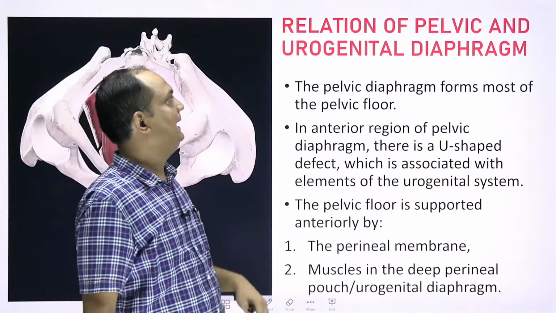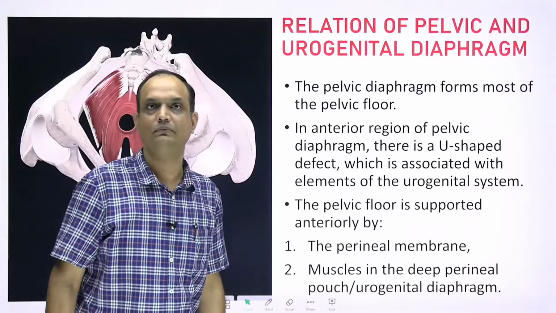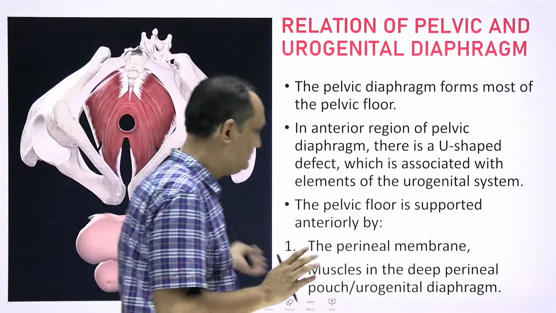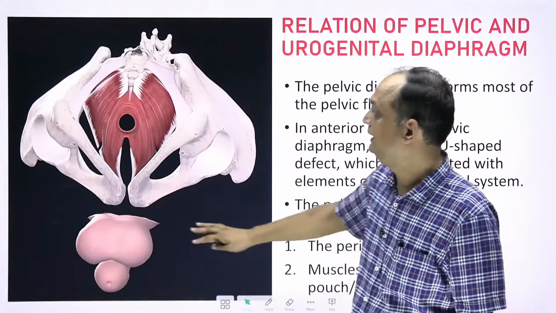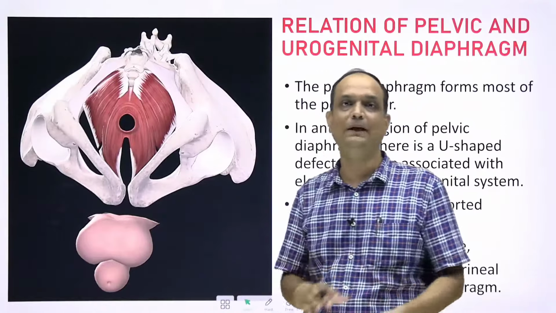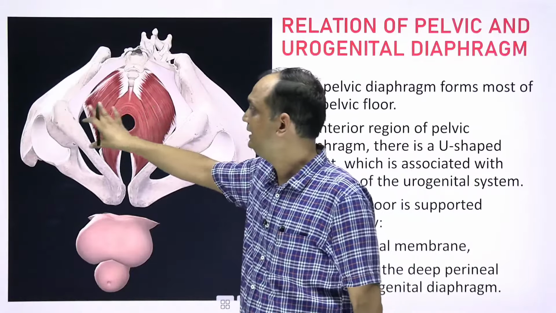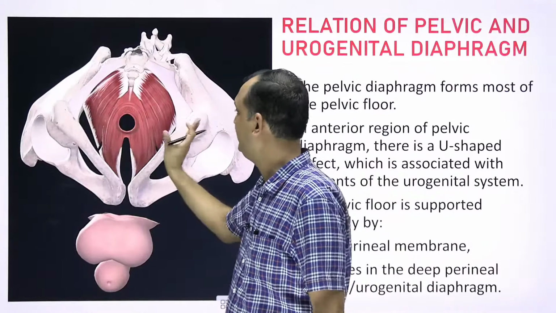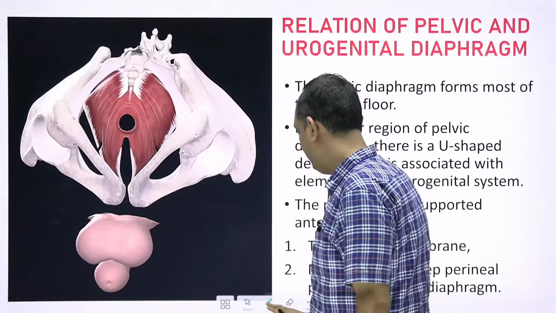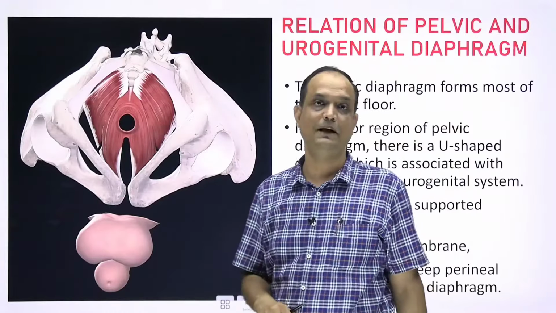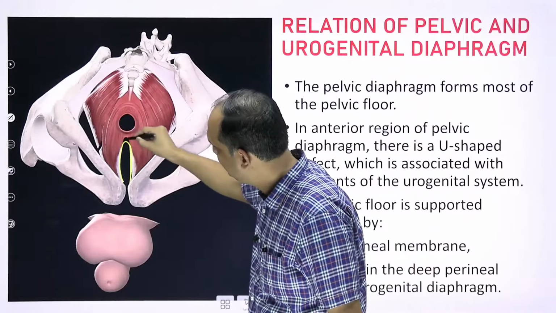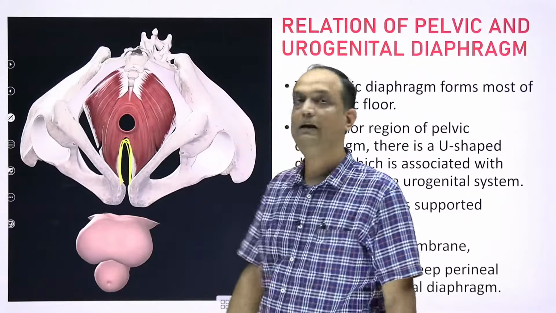So what is the relation of the pelvic and urogenital diaphragm? Now this is again a very fundamental concept to understand, because when you see the anterior part of the pelvic diaphragm, suppose I remove the muscles and all the fascias below the pelvic diaphragm, you will find that there is a space present between the lower part of the hip bones and this hammock-like pelvic diaphragm. I already told you that that space is known as perineum, but if you see anteriorly, you will find there is a big gap present in the pelvic diaphragm.